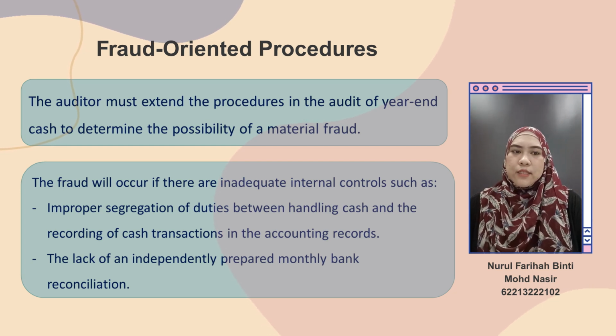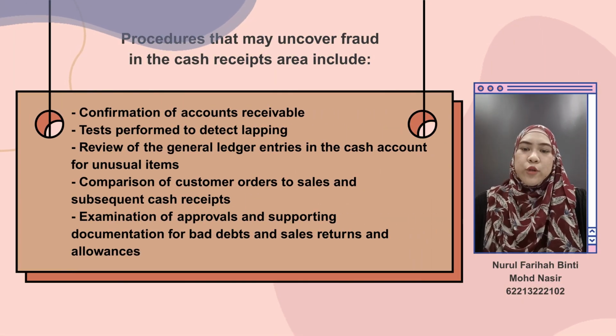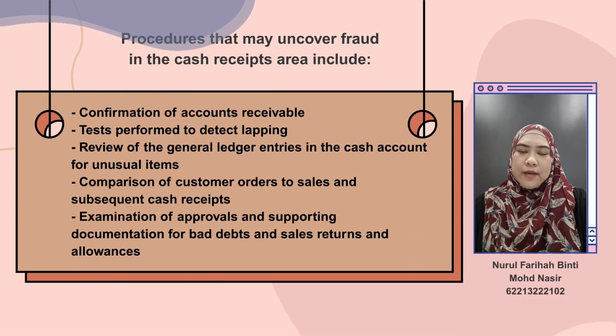Auditors should consider things such as the nature of the deficiencies in internal control, the type of fraud that is likely to result from the deficiencies, the potential materiality of fraud, and the audit procedures that are most effective in uncovering the fraud when they are designing the procedures. So, procedures that may uncover fraud in the cash receipts area include: first, confirmation of accounts receivable, tests performed to detect lapping, review of the general ledger entries in the cash account for unusual items, comparison of customers' orders to sales and subsequent cash receipts, and lastly, examination of approvals and supporting documentation for bad debts and sales returns and allowances.